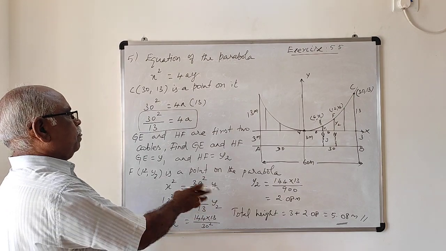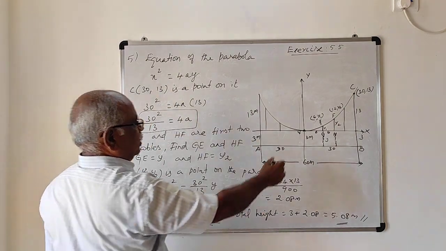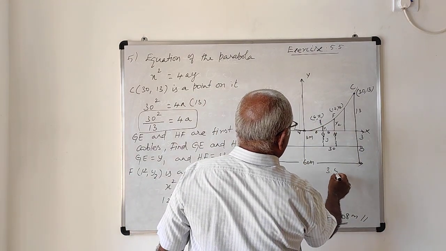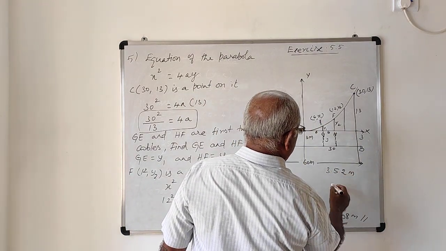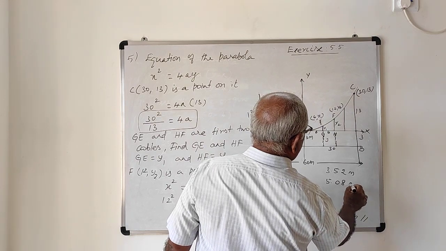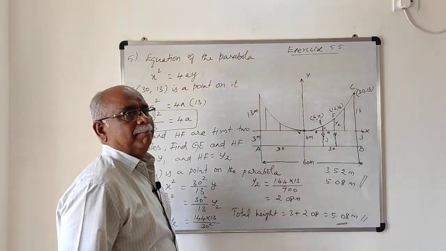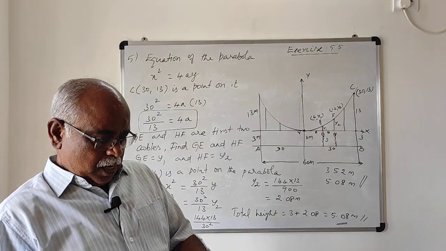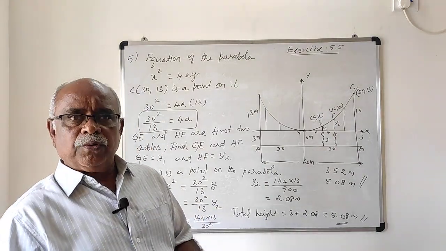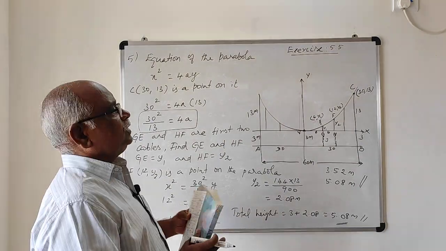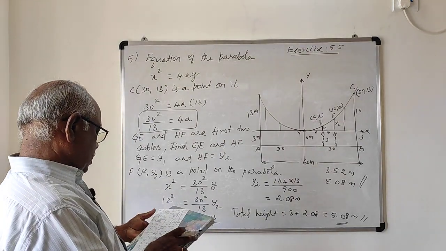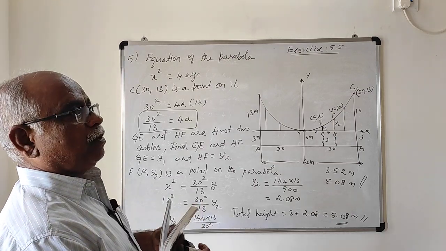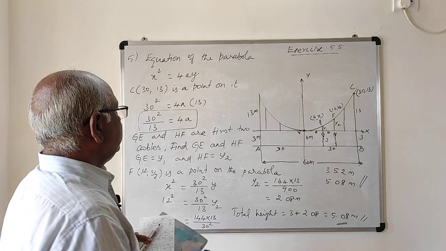That's all about this problem, the fifth problem. We have determined the two cables. The first one is 3.52 meters and the second cable is 5.08 meters. These are the answers for the problem. And I am going to solve one more problem, the eighth problem. It is also a simple one.